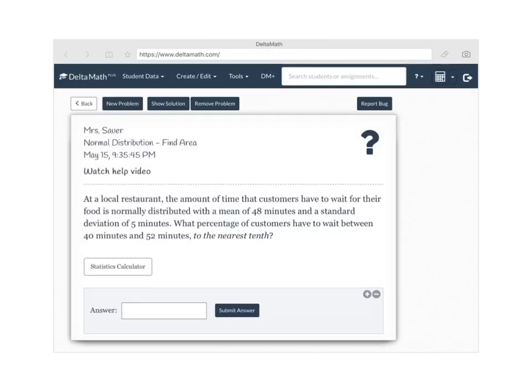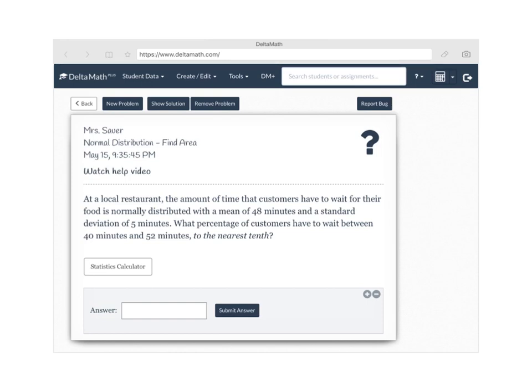So this next problem: at a local restaurant, the amount of time that customers have to wait for their food is normally distributed with a mean of 48 minutes. So with our new symbols, we could use X bar, but our new symbol for this that happens to be on this calculator is mu. And our standard deviation, which we know here is just sigma, is 5.